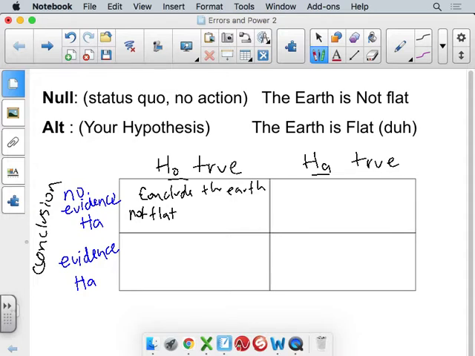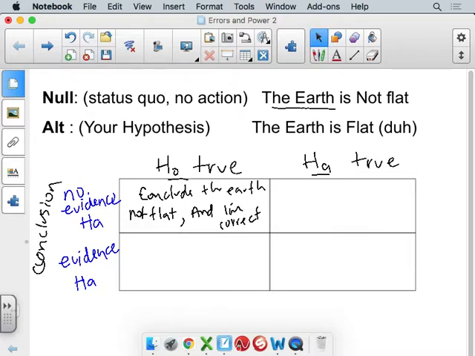Because that's me. If I didn't have evidence for the alternative, I'm saying the null. And it turns out that the null is true. So I conclude the earth is not flat, and I'm correct. Yay. That's a good conclusion. I actually did the problem correctly. Yay me. So I did not have any evidence for the alternative, and the null was true. So that's a good conclusion.